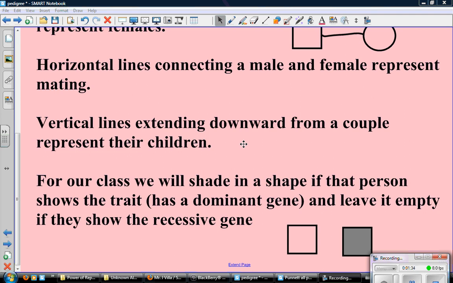So, for example, in our notes on basic genetics, we looked at orange fish and purple fish. Purple was the dominant trait, orange was the recessive trait. So if we had a purple fish, we would shade it in. If we had an orange fish, we would leave it empty.